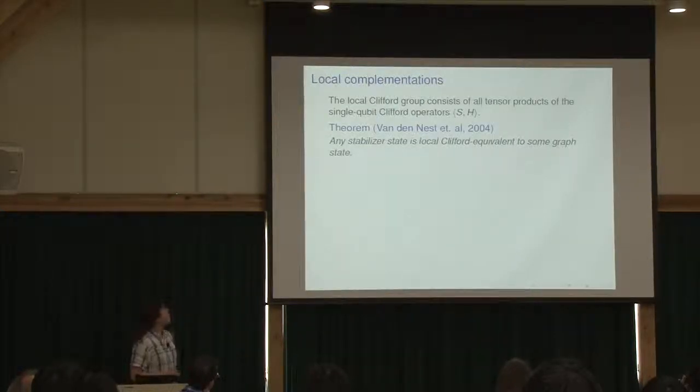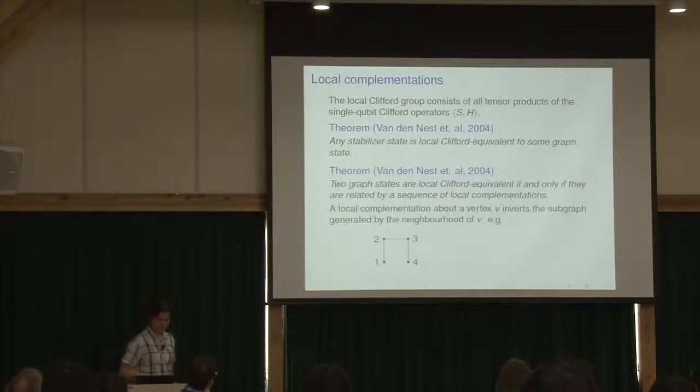The reason we're interested in graph states is because they have some very nice properties. As Van den Nest and others showed, any stabilizer state is local Clifford equivalent to some graph state. So just by using local Clifford operations, tensor products of single qubit operators, we can transform any stabilizer state into a graph state. Or we can prepare any stabilizer state by preparing the graph state and then applying local operations to it. Furthermore, 2 graph states are equivalent under local Clifford operations if and only if they are related by local complementations, which are a graphical way of describing the relationship between 2 graphs.